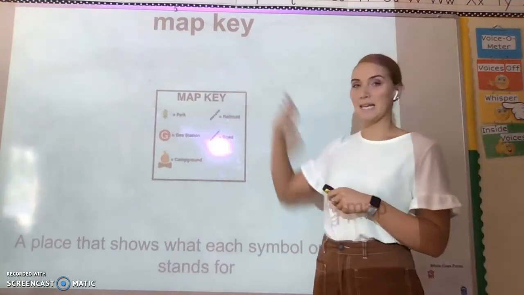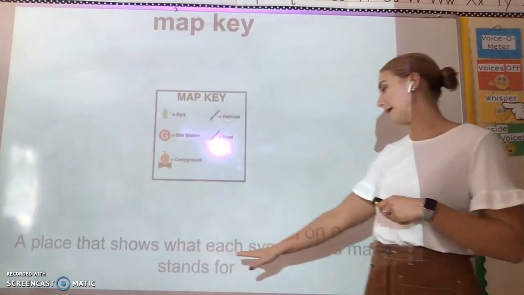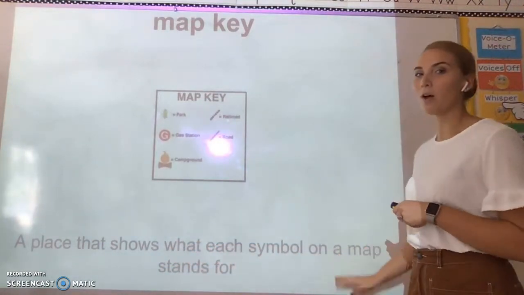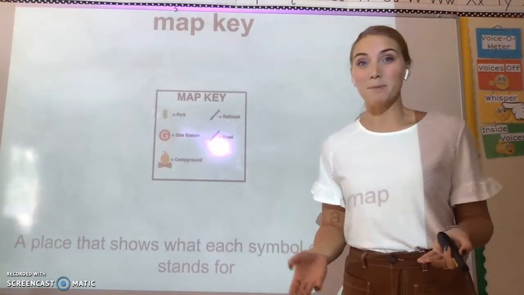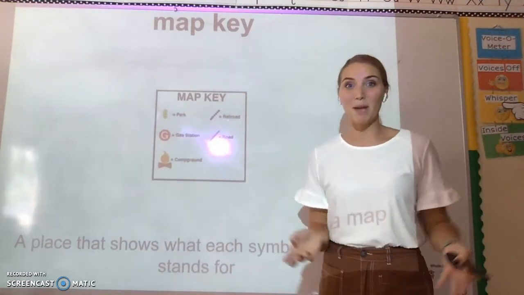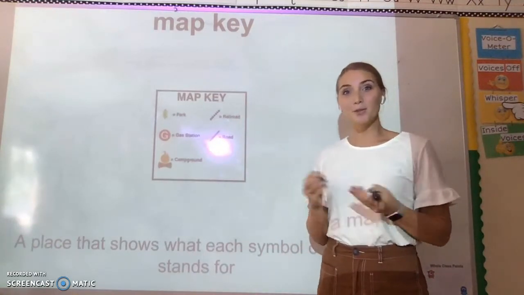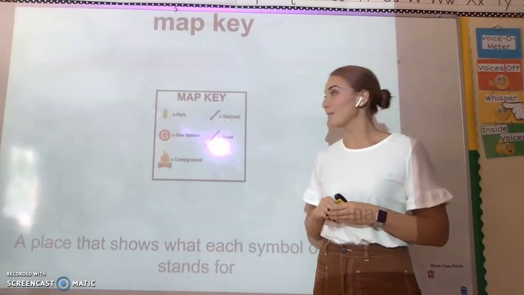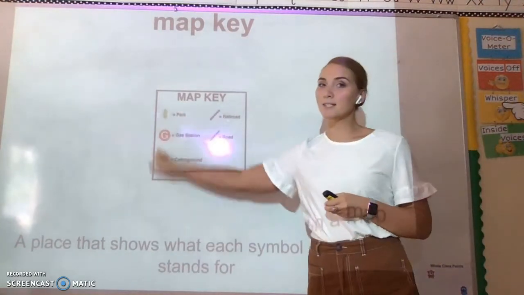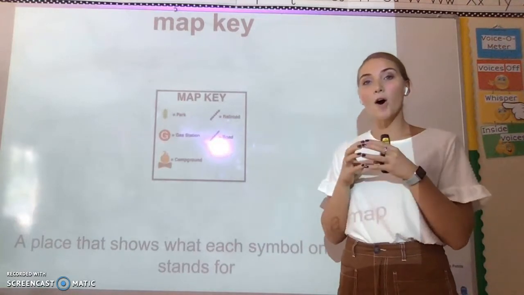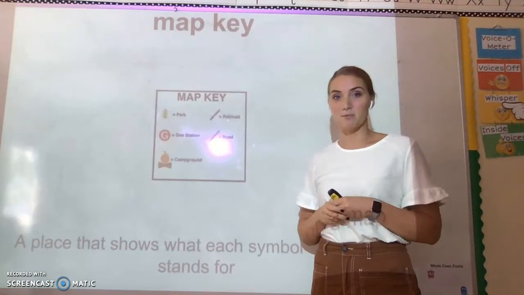A map key is a place that shows what each symbol on a map stands for. So on maps, boys and girls, we don't have enough space to write a bunch of words. So they use pictures instead. The map key is a box that holds all the pictures and it tells you what the picture means.